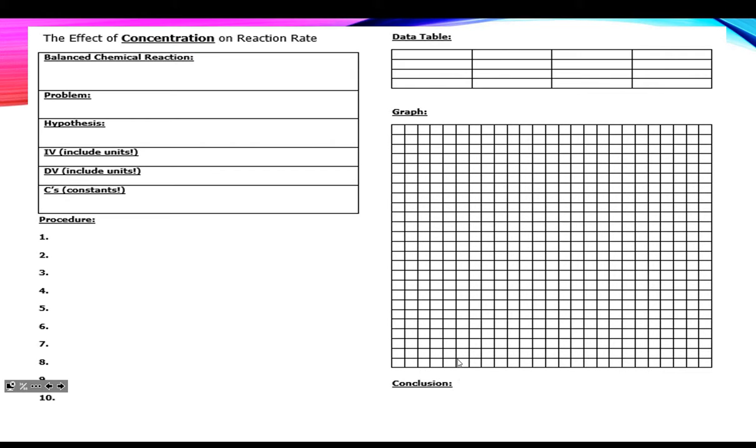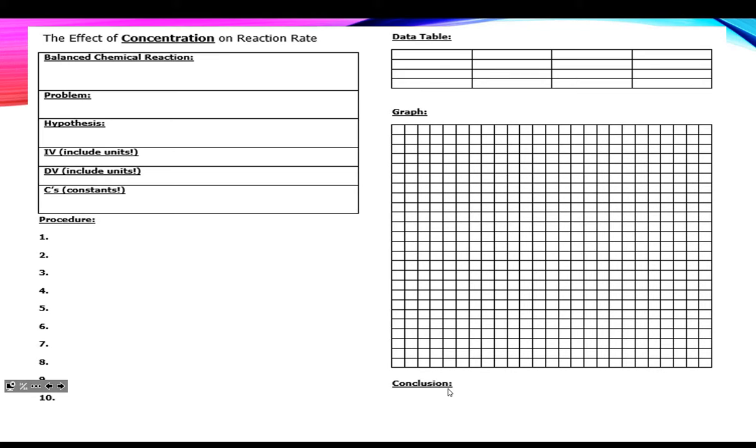Remember, on a graph, the x-axis is your independent variable, the y-axis is your dependent variable. And then on the conclusion, I did not put claim, evidence, justification, but you still need to do a claim, evidence, and a justification or reasoning.